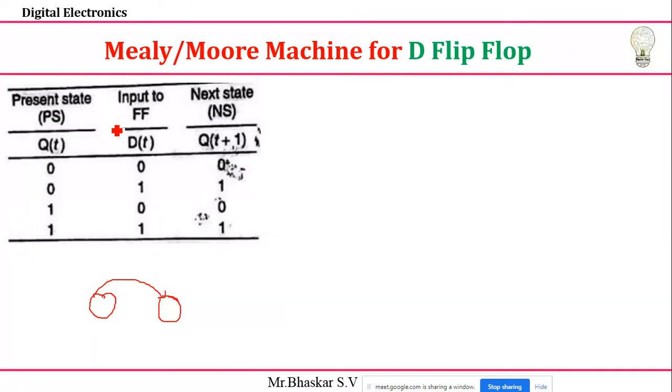Here, first, I'm going to take a D flip-flop, and this is a D flip-flop truth table. You can see that this is my present state, this is the input condition, and this is my next state. Present state value I'm going to take as Q of T, next state value as Q of T plus 1, and this is my input. Based on this input, changes happen from the present state to the next state. So how does it change?